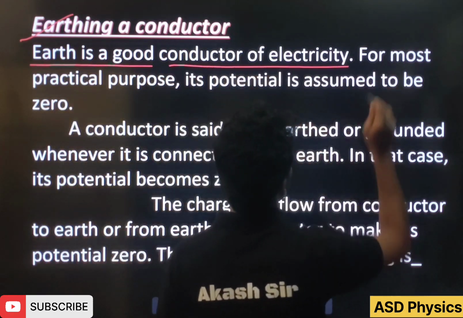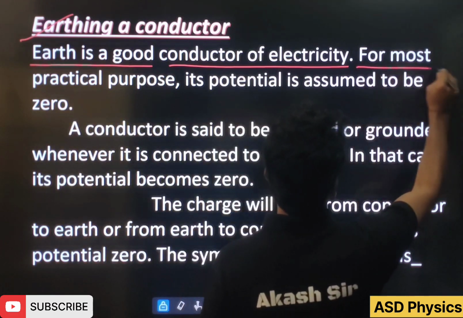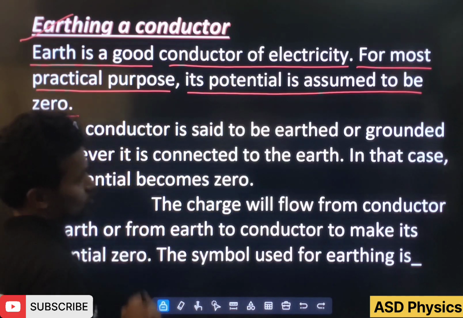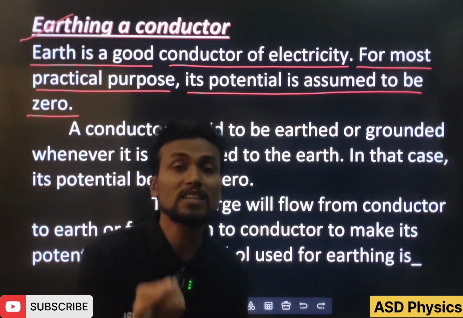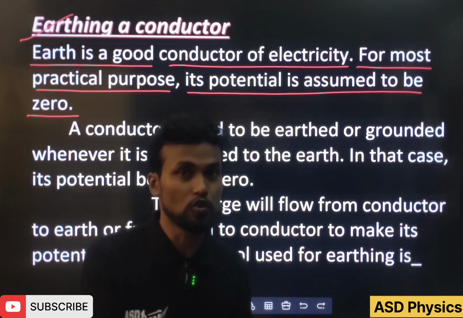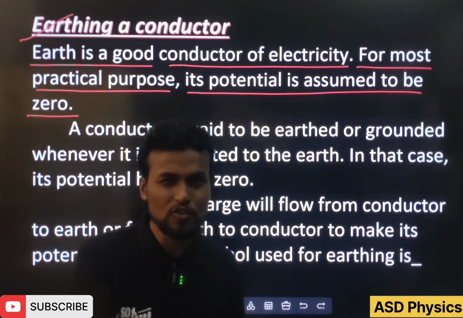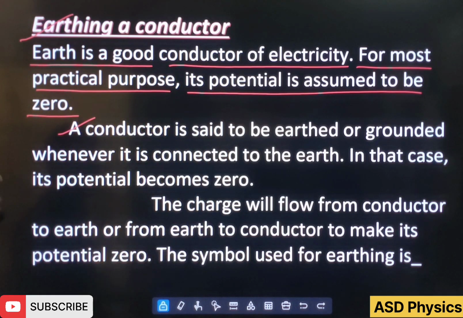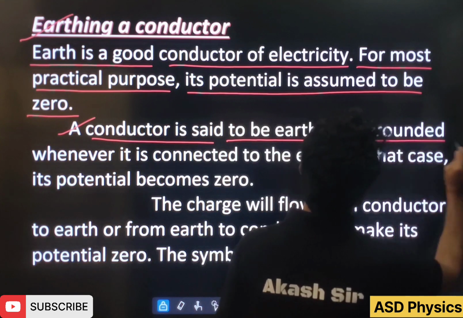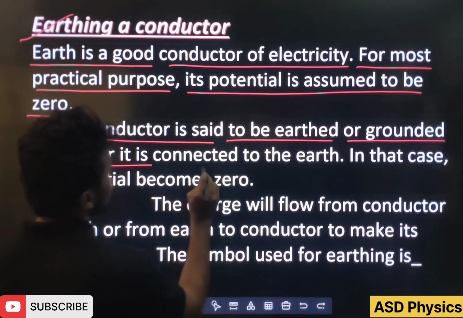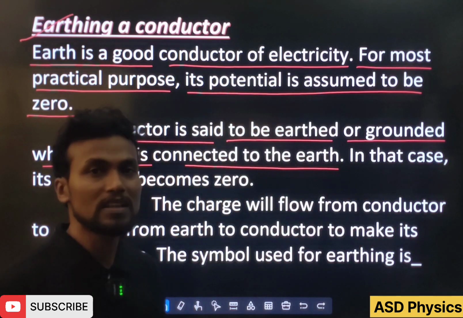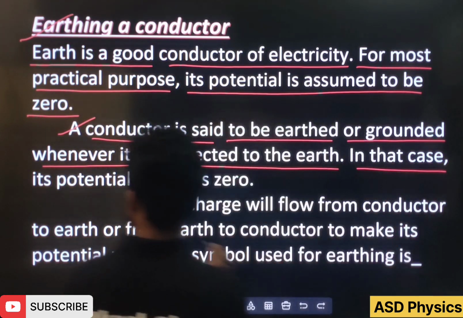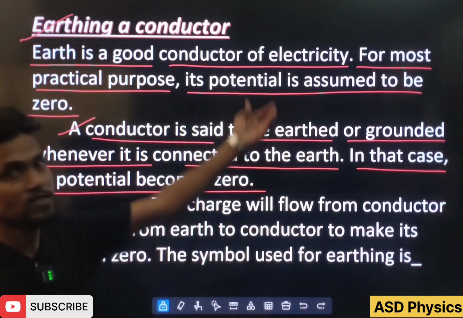Earth is a good conductor of electricity, and for most practical purposes its potential is assumed to be zero. Again I am telling you, for practical purposes its potential is assumed to be zero. Actually it is not exactly zero, it is a little bit like 0.1, 0.01, but we consider it zero here. Next, a conductor is said to be earthed or grounded whenever it is connected to the earth. That means the word earthing comes from the conductor being connected to earth or ground. In that case its potential becomes zero, as we have seen before also.